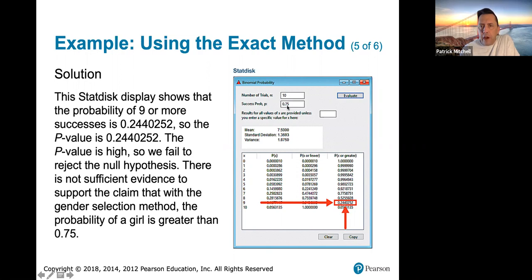Okay, so they put in 10 trials. Probability of success is 0.75. So here are all of the binomial probabilities. So what you could do, the easiest way to do it, is make this sort of cumulative thing over here, probability of x successes or more. So when x is 9, that probability is 0.244. Or you can't see it because of this red arrow. It would also be really easy to just add this value right here under the red arrow and the value for x equals 10.